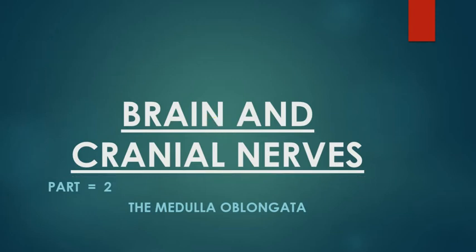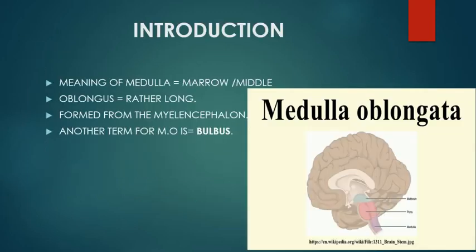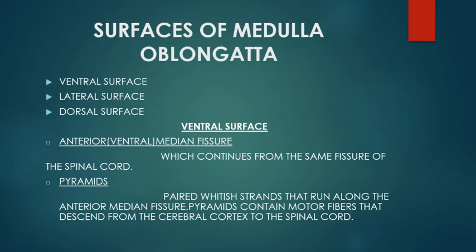Let's look. Here is the position of the medulla. Above we can see the pons. Here is the midbrain. The surface of the medulla oblongata: it has three surfaces, the ventral surface, the lateral surface, and the dorsal surface. First, we can learn about the ventral surface.